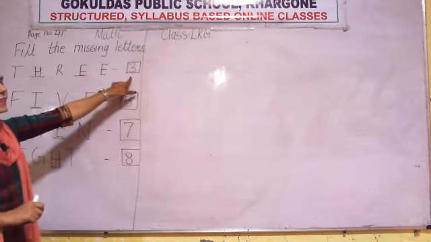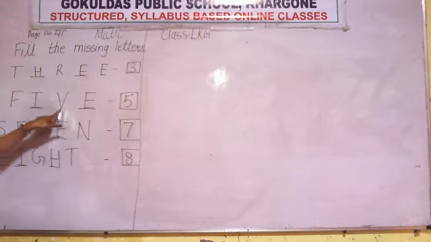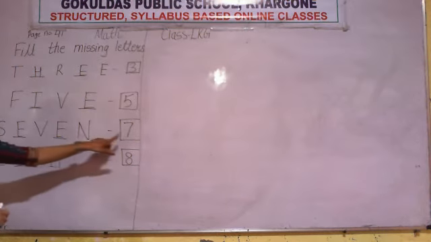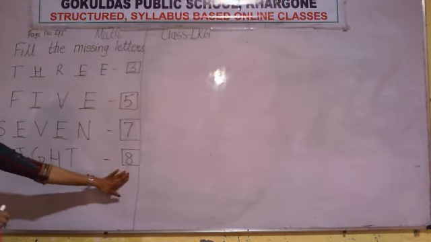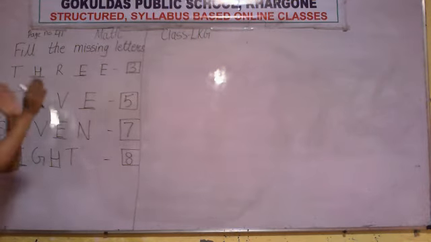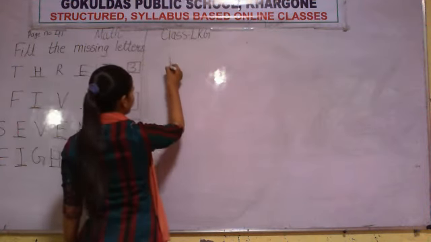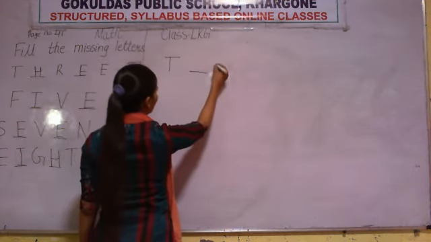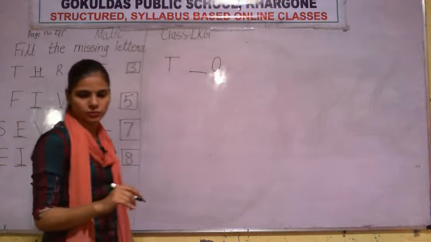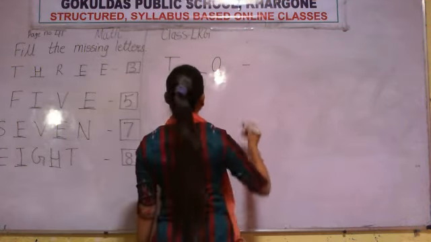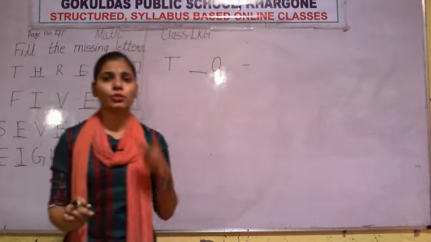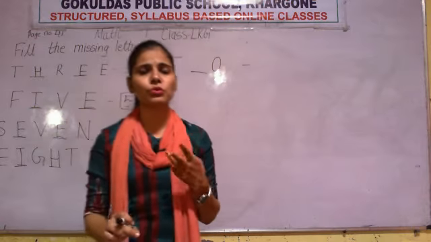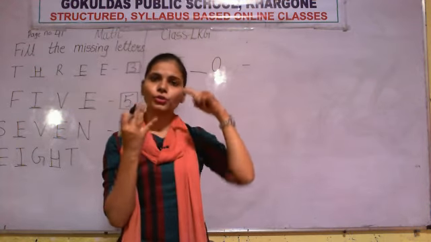T-H-R-double E, 3, F-I-V-E, 5, S-E-V-E-N, 7, E-I-G-H-T, 8. Okay, now move to the next line. Write T, sleeping line and O. Okay. So now first you think about the number 2. What is the name of number 2? T-W-O, 2. Okay.